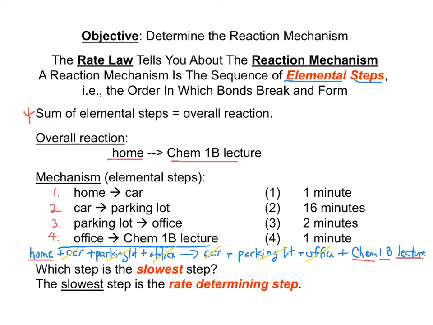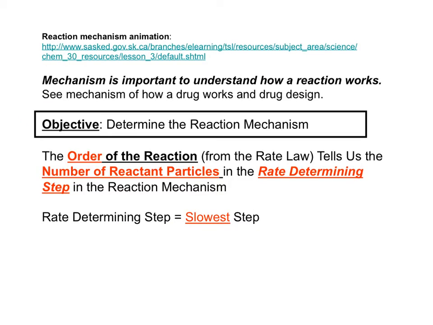Each elementary step occurs at a different rate or speed. Stop the video and identify which step is the slowest step. And the answer is, the slowest step is called the rate determining step. How do we determine the reaction mechanism of a reaction? The answer is the rate law, specifically the order of the reaction with respect to each reactant, which tells us the number of reactant particles that are involved in the rate determining step.